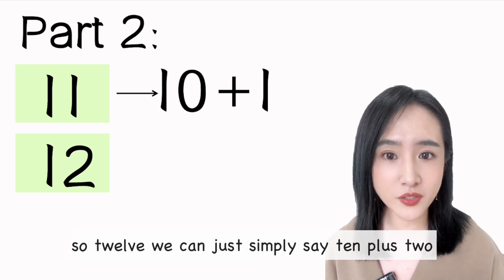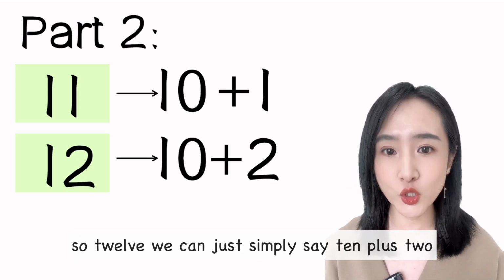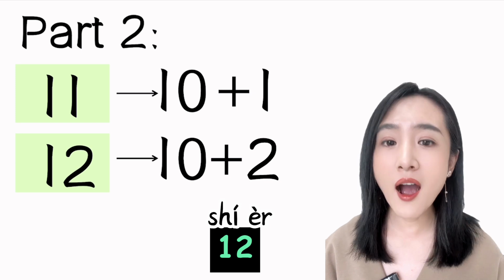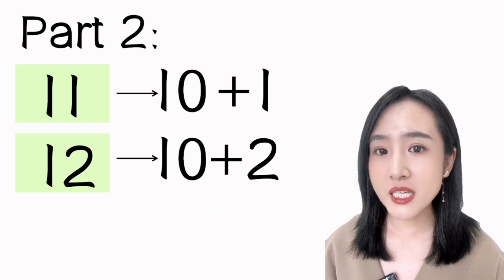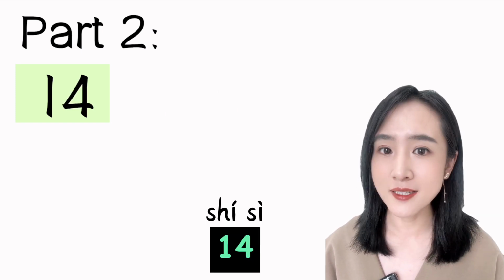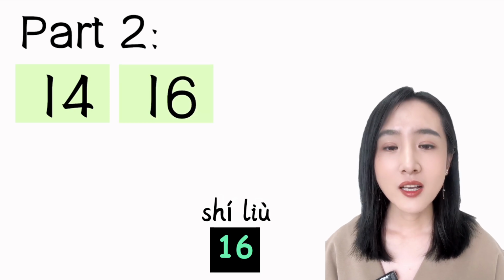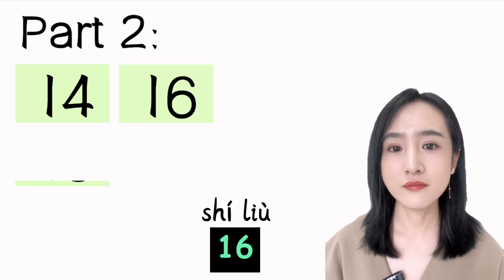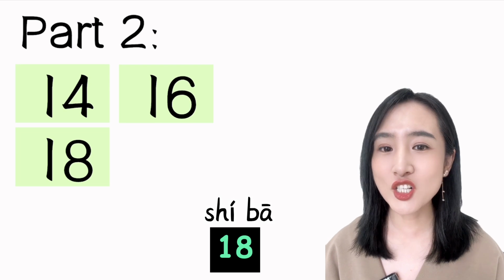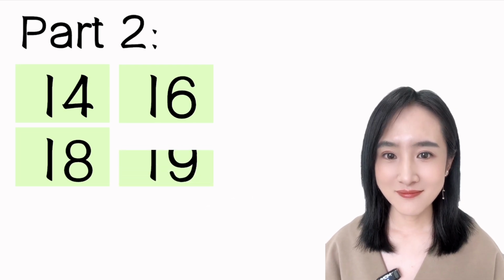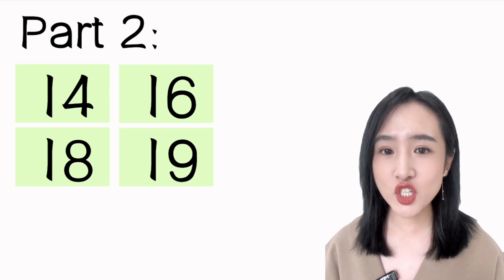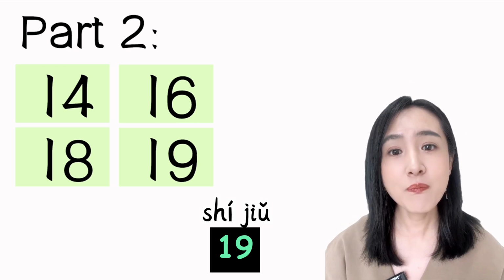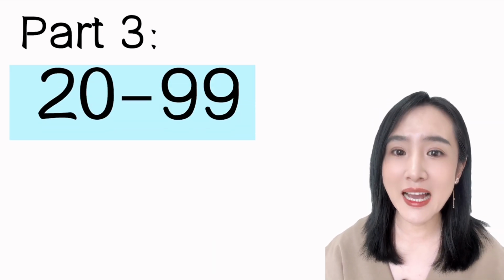So 12, we can just simply say 10 plus 2. So it's 12. 14. 16. 18. 19. And part 3, 20 to 99.